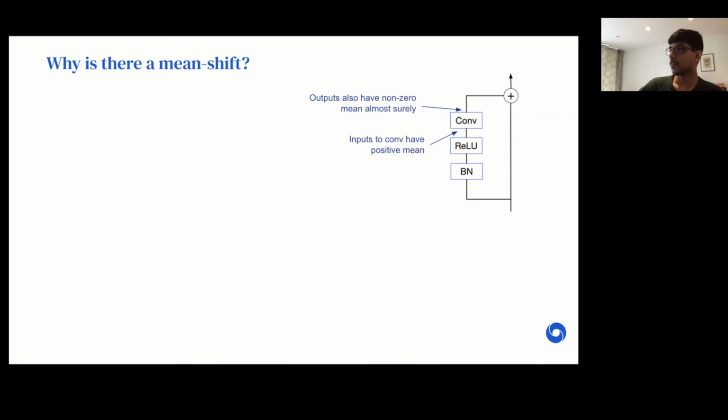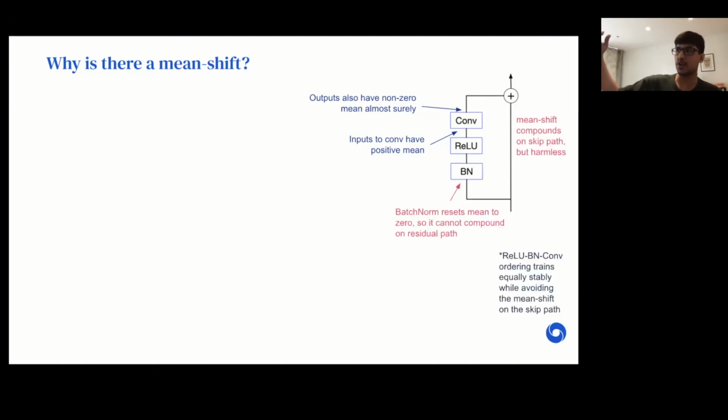And for almost any conv layer at initialization, the outputs from this conv layer would also have a non-zero mean almost surely. So for the next residual block, the input to this residual block would have a non-zero mean. And for the signal passing through the residual branch, because of the batch norm normalization operation, the batch norm would reset the mean to zero. And so this does not compound on the residual path. This corrects for the mean shift and doesn't affect training. This mean shift still arises on the skip path and compounds across blocks, as we saw in the previous slide. But this is harmless because batch norm corrects for it on the residual path. It's interesting to note here that if you simply use the ReLU, batch norm, conv ordering, this would train equally stably while avoiding this mean shift on the skip path.